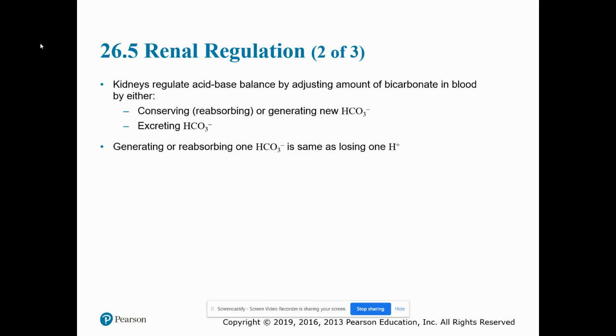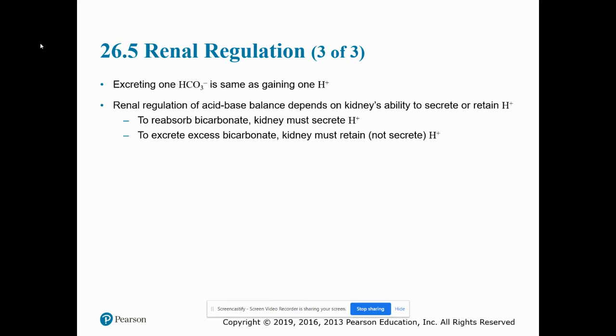Kidneys regulate acid-base balance by adjusting the amount of bicarbonate in the blood by either conserving or generating new bicarbonate or excreting bicarbonate. Generating or reabsorbing one bicarbonate is the same as losing one hydrogen ion. Excreting one bicarbonate is the same as gaining one hydrogen ion. Renal regulation of acid-base balance depends upon the kidney's ability to secrete or retain hydrogen ions. To reabsorb bicarbonate, the kidney must secrete hydrogen. To excrete excess bicarbonate, the kidney must retain, not secrete, hydrogen.